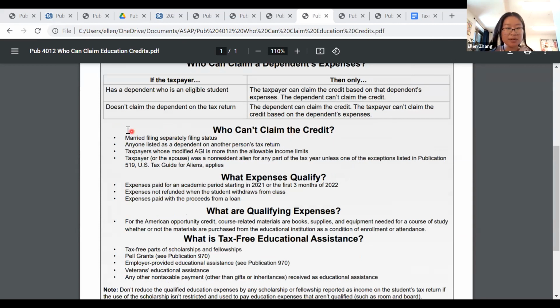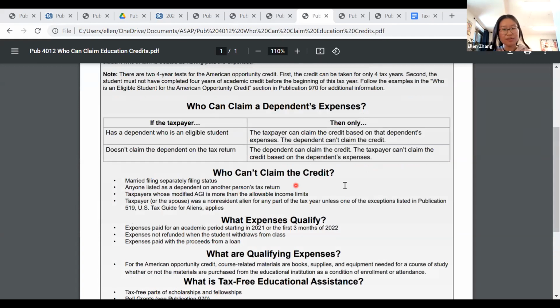So some people who cannot claim this credit are married filing separately. If you file as married filing separately, again, anyone who is a dependent, taxpayers whose modified AGI is above the limits, or if the taxpayer or the spouse was a non-resident alien for any part of the tax year. But then again, there are also exceptions to that if you want to look more deeply into that.